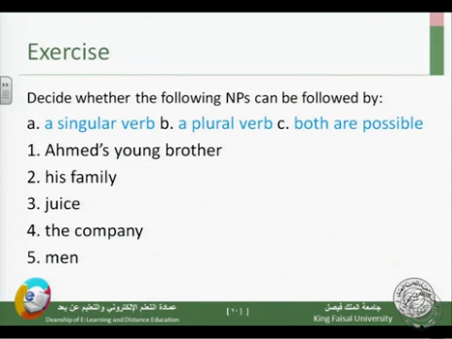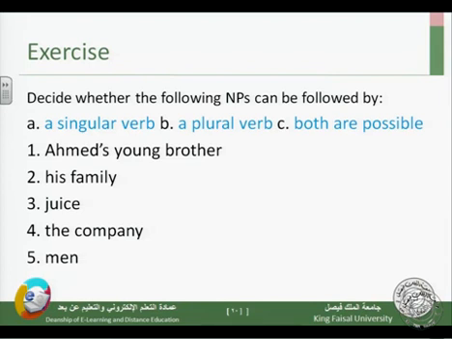Let's take a look at this exercise. Decide whether the following NPs can be followed by A, a singular verb, B, a plural verb, or C, both. So both can follow the noun, as in the case of collective nouns. So we can use singular verbs or plural verbs after collective nouns.